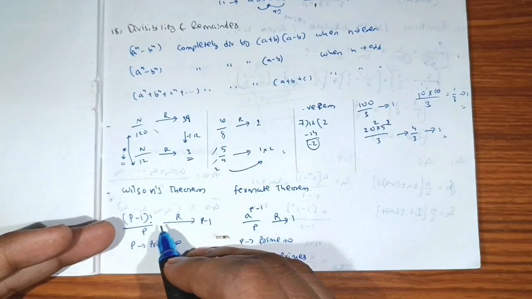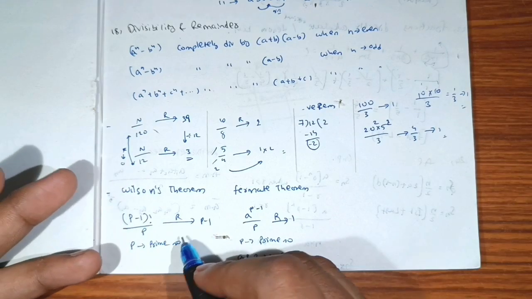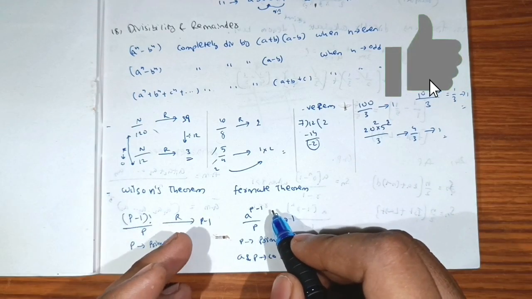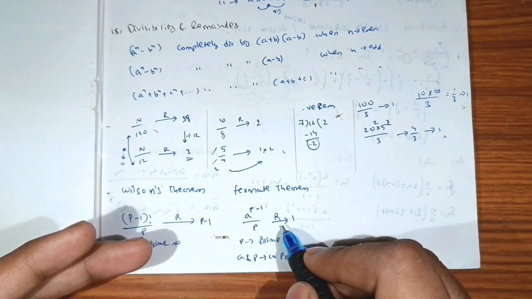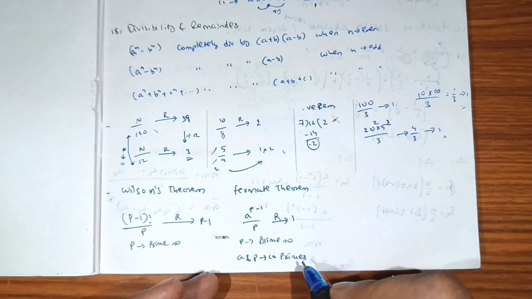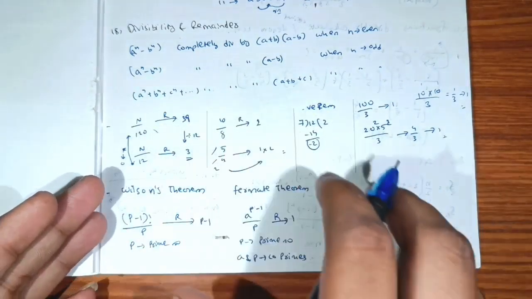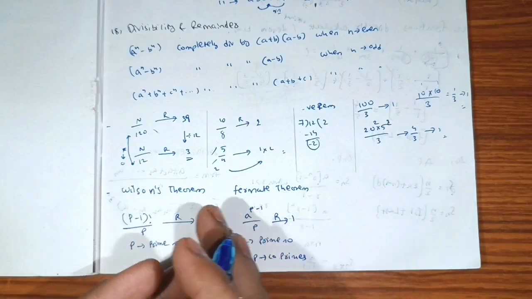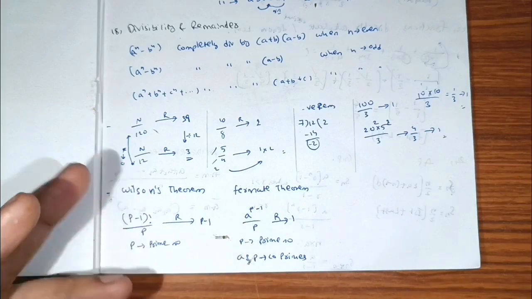Like (p minus 1) factorial divided by p gives the remainder as p minus 1 when p is a prime number. Fermat's theorem says that a power p minus 1 divided by p gives the remainder 1 when p is a prime number and a and p are co-primes. We find the answers to the questions very easily with these tricks, formulas and theorems. So don't miss those videos, definitely the question will be hit.